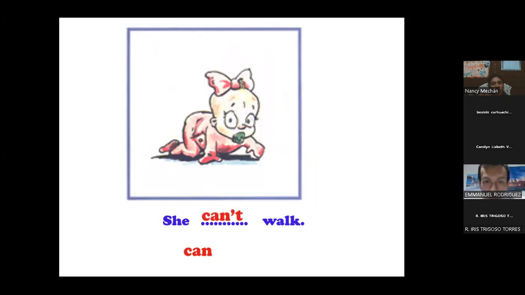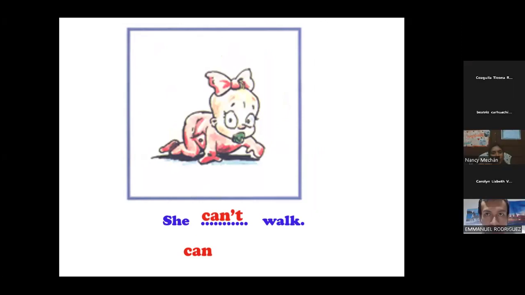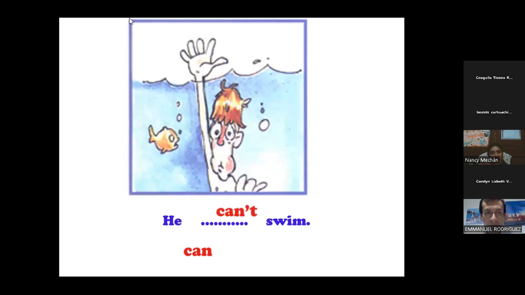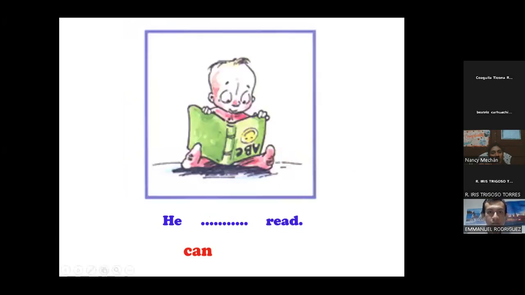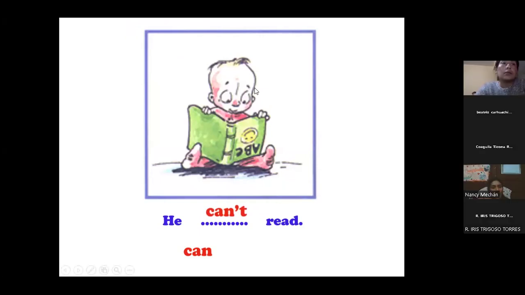Okay, I need a volunteer to participate with the sentence. No volunteer. No hay voluntarios. Voluntarias. Wagila Ticona. She can't walk. Okay, thank you. According to the sentence, he can swim. Okay, very good. Next student to participate. Okay. Nirvana Gutierrez. He can't read. Okay.